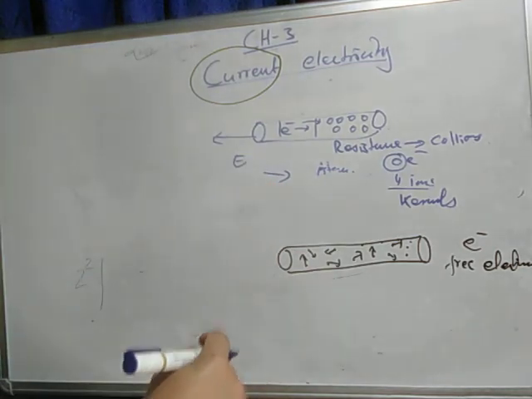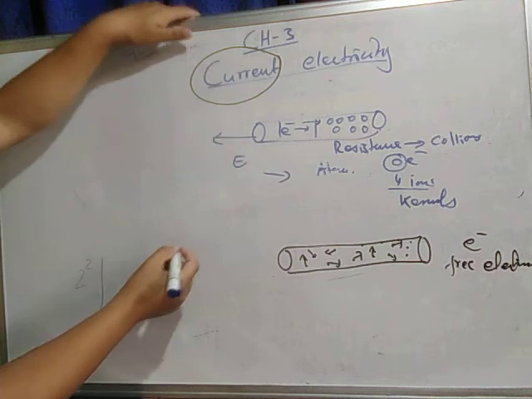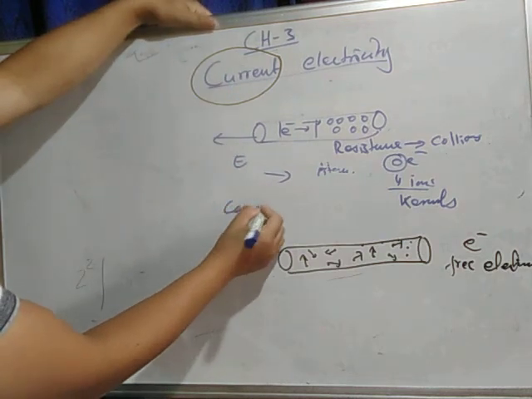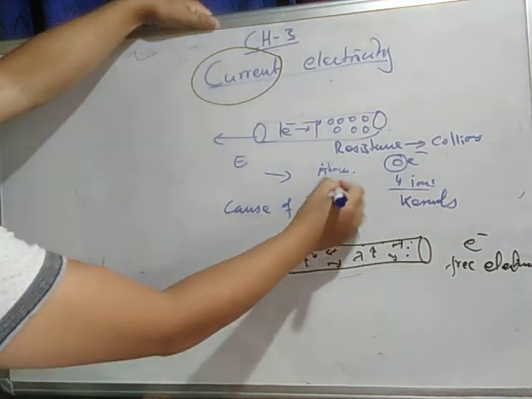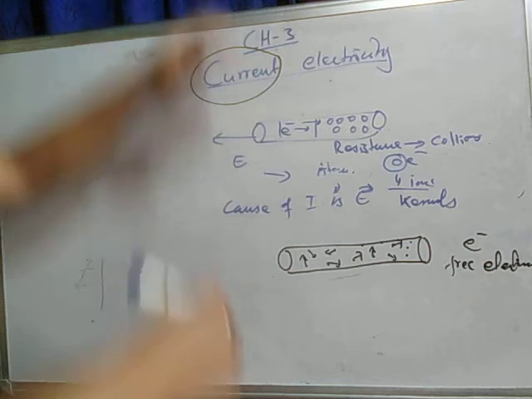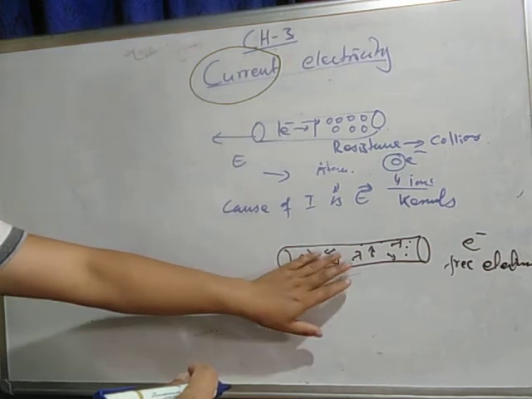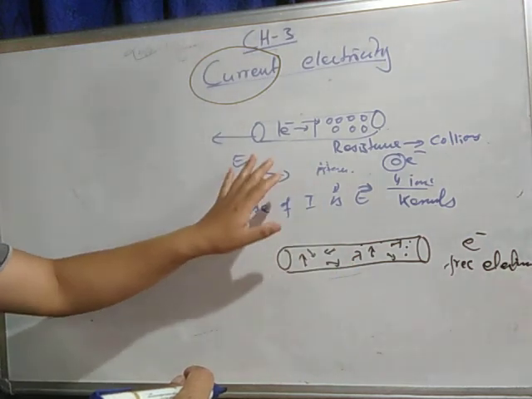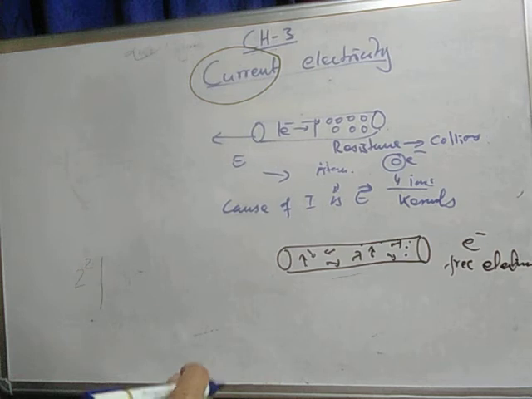Clear up to here? So now write down the cause of current. The cause of current is the electric field. Otherwise electrons move randomly and it creates a uniform environment inside the conductor. So whenever you put an electric field, only then will it produce current. Clear? Like the police.